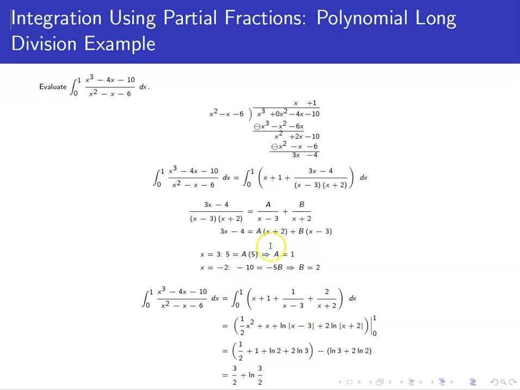Put in negative 2. That's another good value for x to plug in. We get negative 6 minus 4 is negative 10, and we get a negative 5B on the right-hand side, so B is 2.